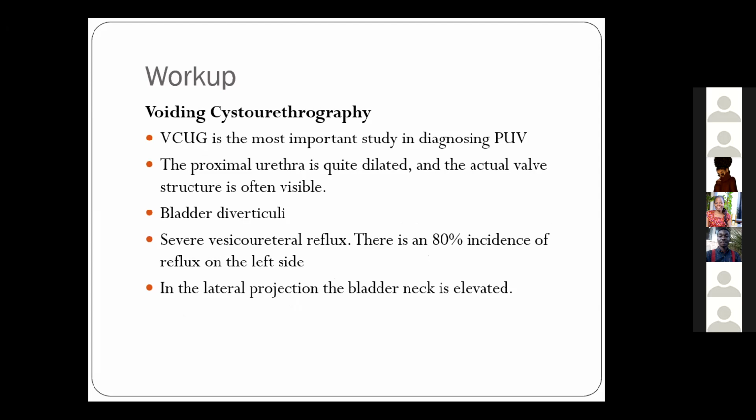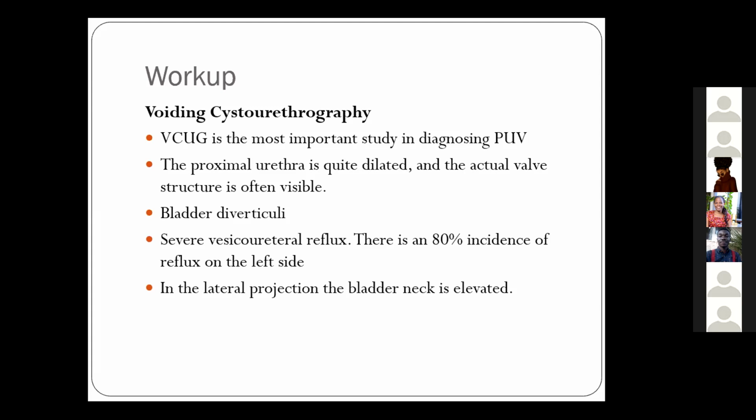A voiding cystourethrogram is the most important study in diagnosing posterior urethral valves. So in other words, if you get a child who is straining to pass urine or has overflow incontinence, is dribbling all the time, then we should be thinking about posterior urethral valves. And if you're thinking about posterior urethral valves, we are saying that the voiding cystourethrogram is the most important for the diagnosis. The proximal urethra is quite dilated, and the actual valve structures are often visible in these images.